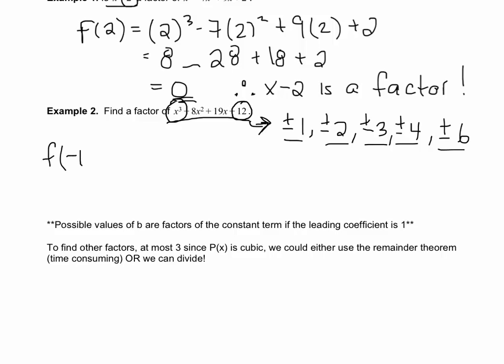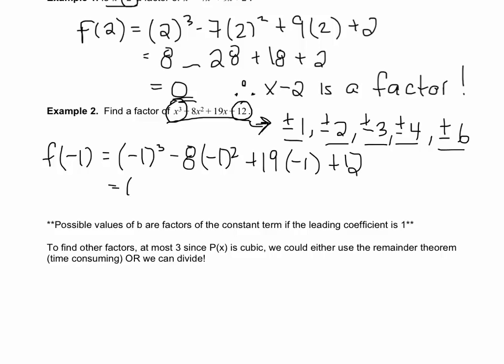If we plug in f of negative 1, we get negative 1 cubed plus 8 times negative 1 squared plus 19 times negative 1 plus 12. We would have then negative 1 plus 8 minus 19 plus 12, and this, in fact, does give us 0. That means that x plus 1 is a factor of this polynomial.